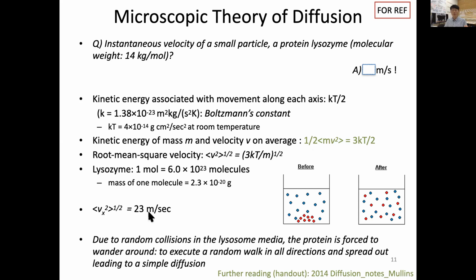This is quite fast movement. The answer is 23 meters per second, and it's super fast, faster than what we can actually move. Due to the random collisions in the surrounding medium, the protein is forced to wander around, executing a random walk in all directions and spreading out, leading to simple diffusion.